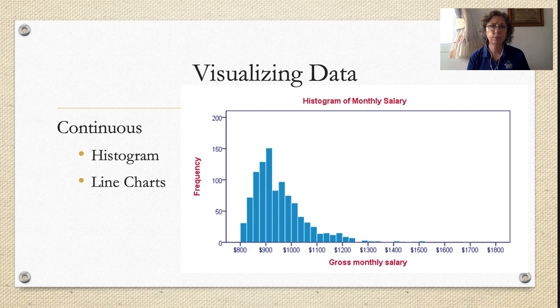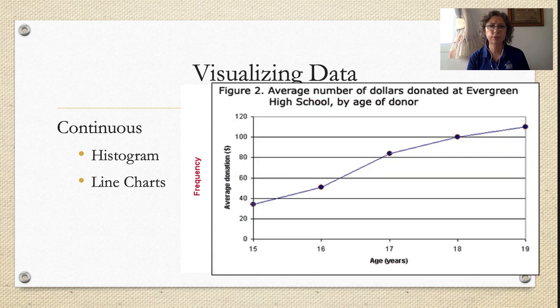Or sometimes when we have two continuous variables, we can use a line chart. Like here's age, which is continuous, and average donation amount, average number of dollars donated by high school students, by the age of the donor and how much they donated. Both of those are continuous variables, so they make sense for a line chart.